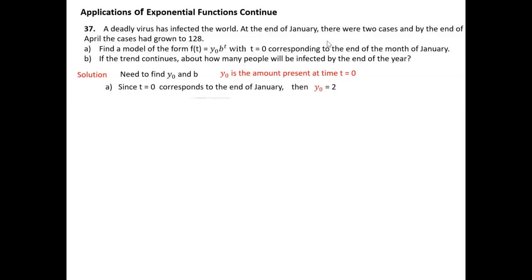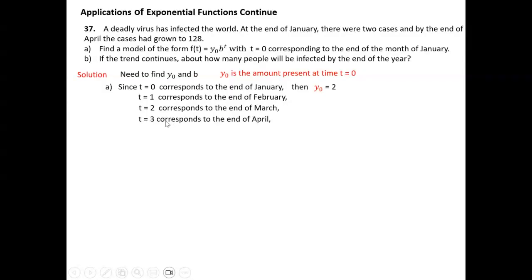Now we're going to go all the way to the end of April. So t equals 1 corresponds to the end of February, because t equals 0 corresponds to the end of January. So t equals 1, a month later, will be the end of February. T equals 2 corresponds to the end of March, and t equals 3 corresponds to the end of April. So at the end of April, we had 128 cases. We can go from here to here, but I did this because most students are visual learners. That's why I did everything without skipping steps.